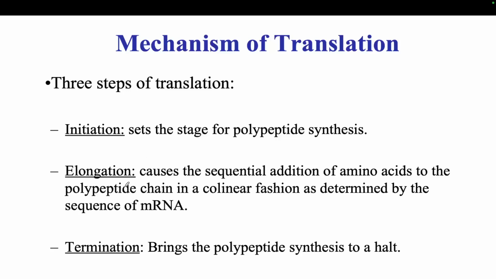In elongation, there is sequential addition of amino acids to the polypeptide chain in a collinear fashion, as determined by the sequence of mRNA. So after initiation, amino acids are just added so that the polypeptide chain can grow, based on the sequence of the mRNA. Then finally there will be termination, which brings the polypeptide synthesis to a halt.